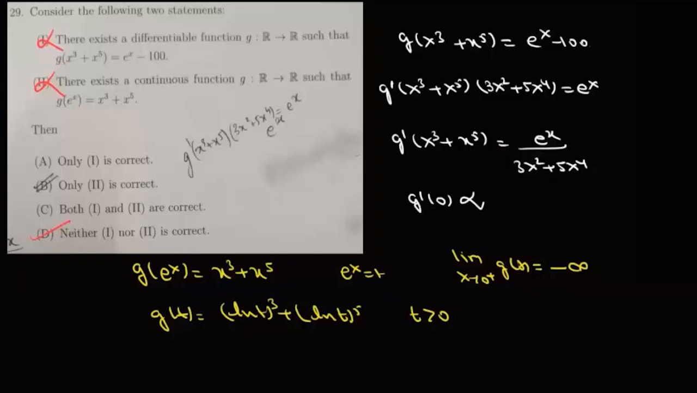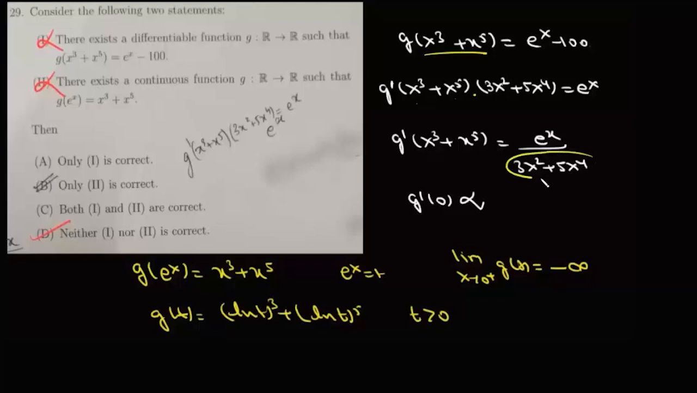Now if it is differentiable, we can write g dash of x cube plus x to the power 5 into the derivative of x cube plus x to the power 5. There will be 3x square plus 5x to the power 4 and it will be equal to e to the power x. We can write g dash of x cube plus x to the power 5 as e to the power x upon 3x square plus 5x to the power 4.